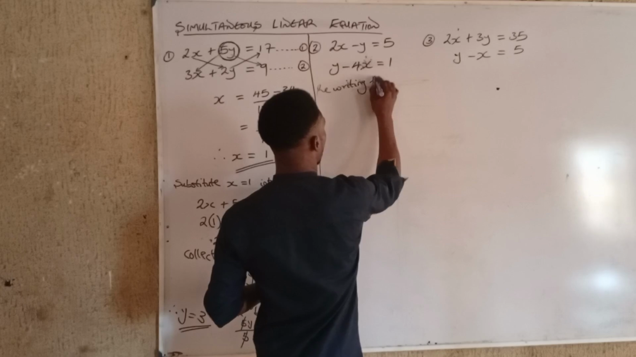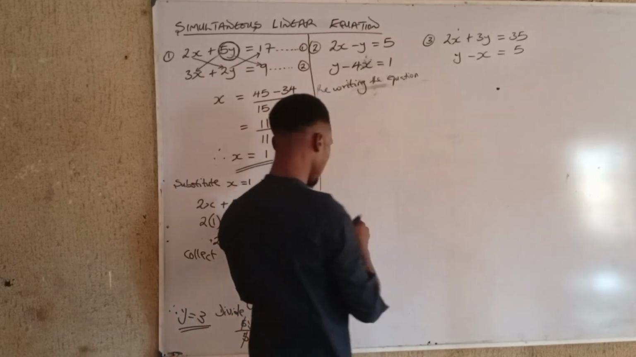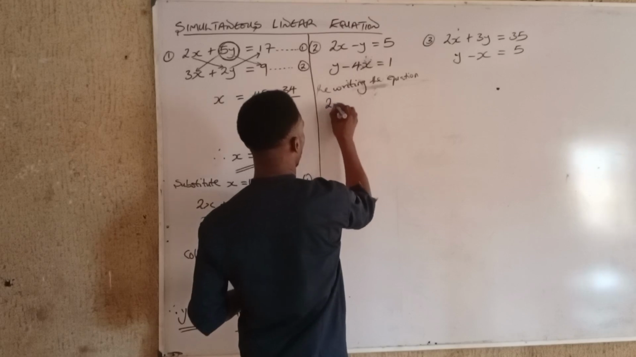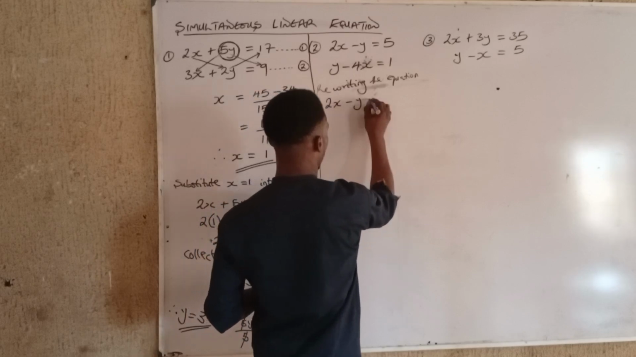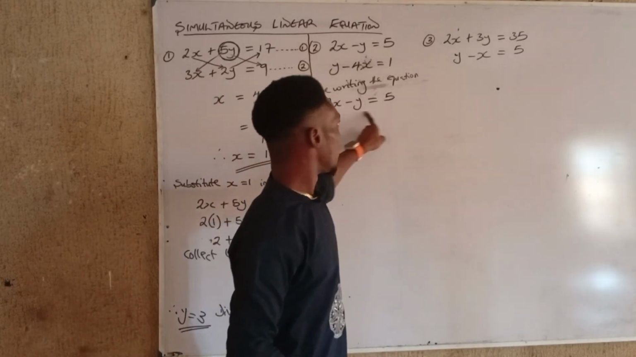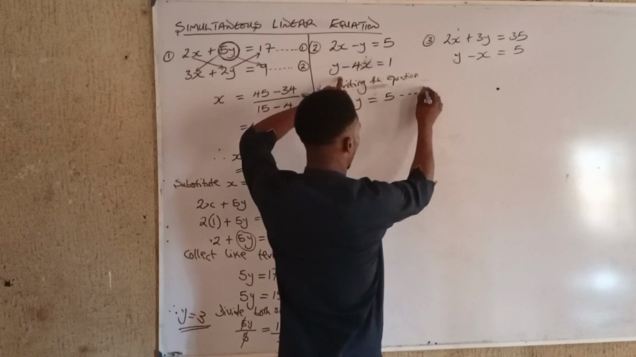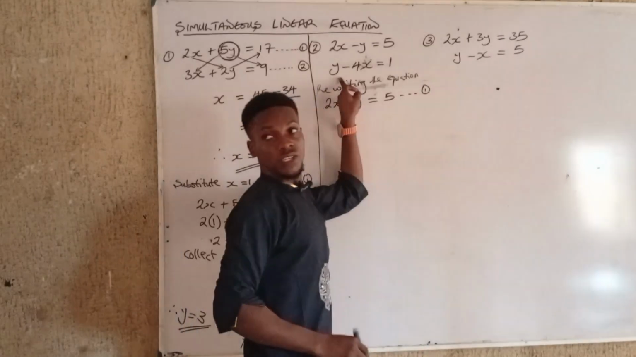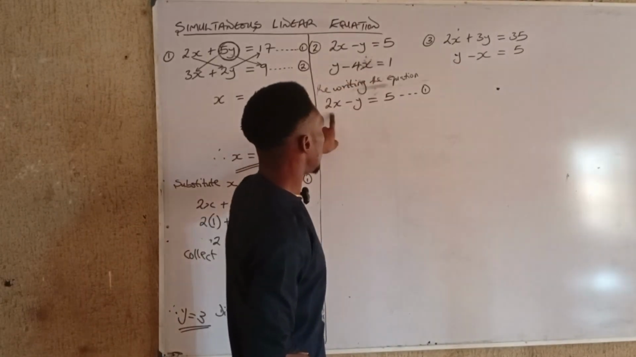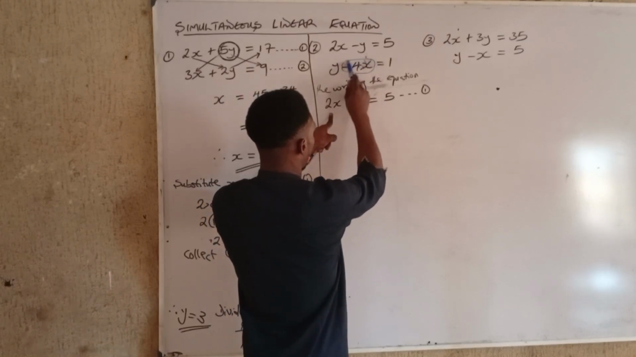rewriting the equation, I have here 2x minus y equal to 5. Sorry, this is okay. This is good to go. Then in equation 2, this is our equation 1. In equation 2 now, carry your x to this place. Remember, your x has minus 4, so you are carrying everything along.